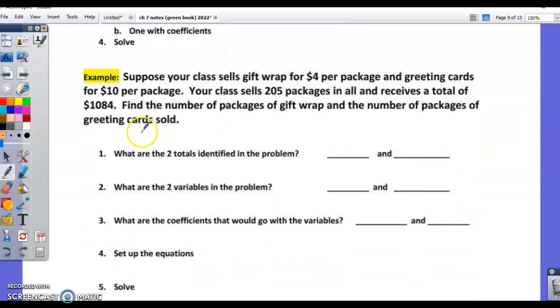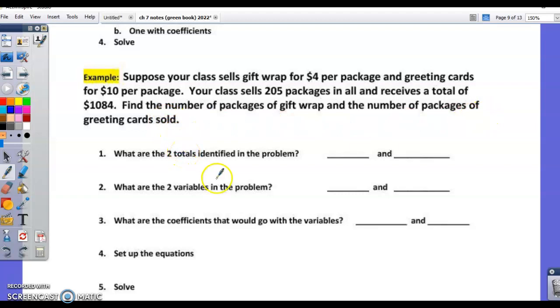All right, so our first example is, suppose your class sells gift wrap for $4 per package and greeting cards for $10 per package. Your class sells 250 packages in all and receives a total of $1,084. Find the number of packages of gift wrap and the number of packages of greeting cards sold.